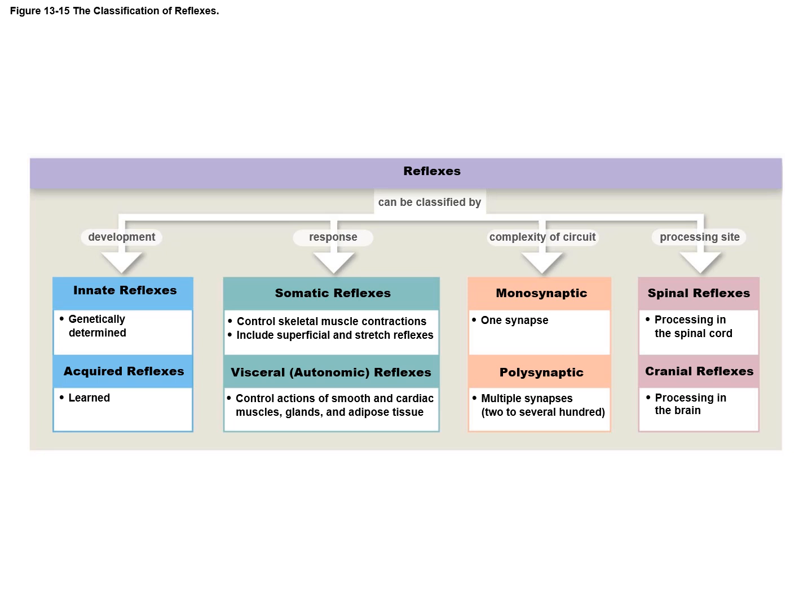And finally, they are stereotyped. The response is the same. It's very predictable. So if the doctor taps your knee, your leg kicks. The doctor doesn't tap your knee and your arm shoots up. It is a stereotyped response. So again, a rapid automatic response to a specific stimulus.